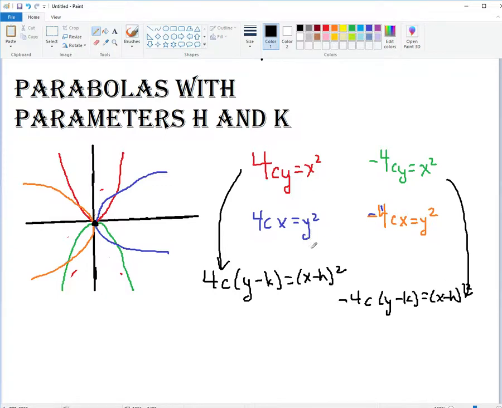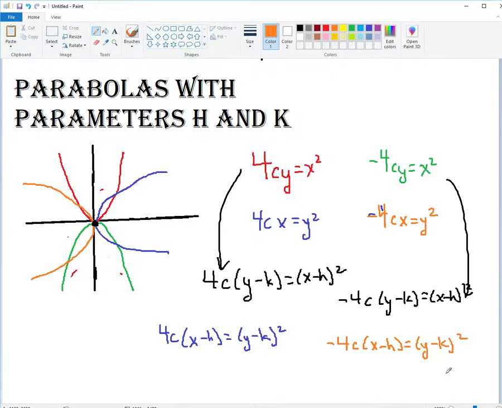And then the third and fourth one, well, the h comes on this side and k goes on the other side. I should probably use the same color I used up top. Oh well, forgot. So 4c, and this time x minus h equals y minus k all squared. And then the orange or burnt amber one looks like this. 4c x minus h equals y minus k squared.